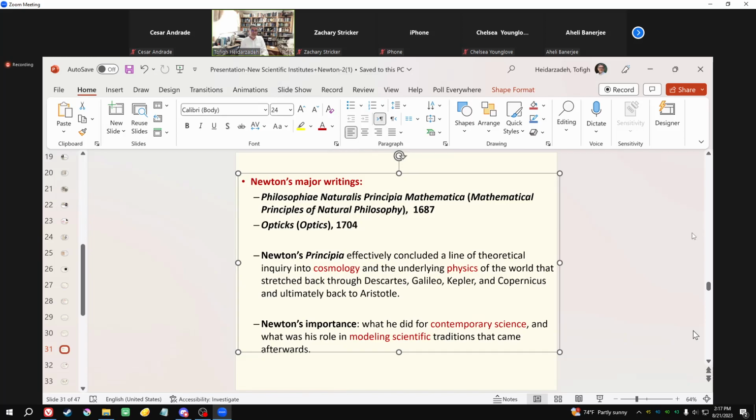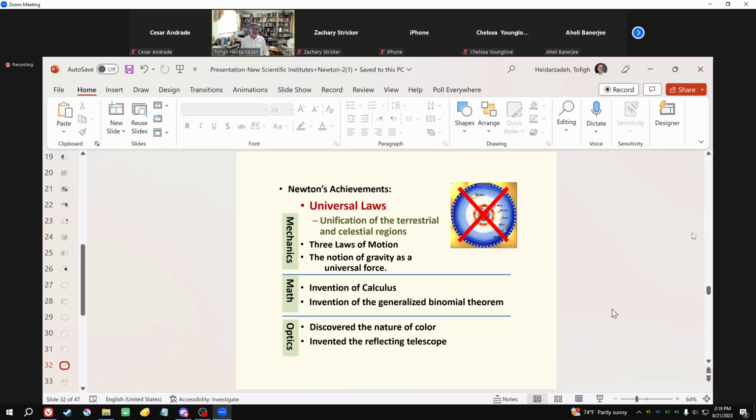It is a simple outcome of three laws of motion and the notion of gravity. So this is the importance of Newton's book, Principia. Okay, I summarized Newton's contributions in these three fields. But before explaining these, I put this image here.